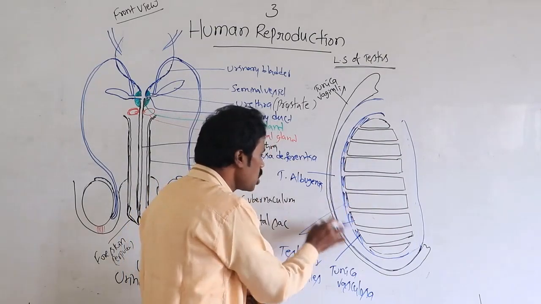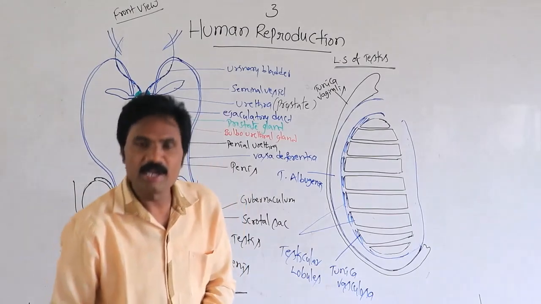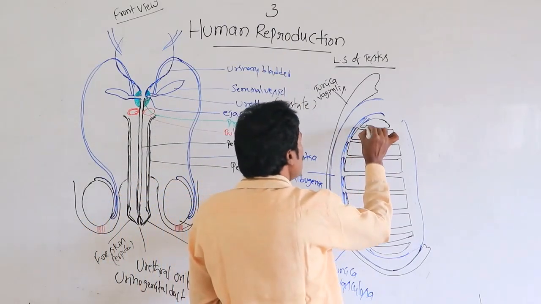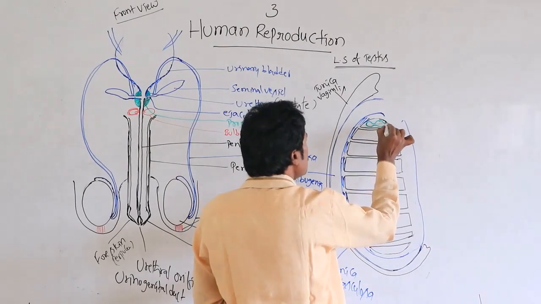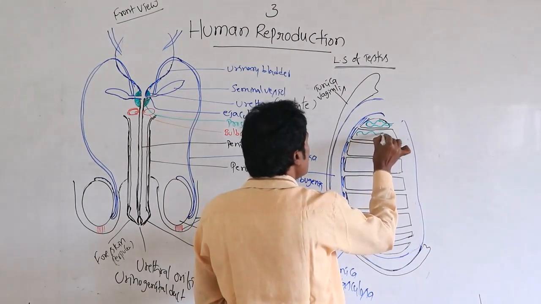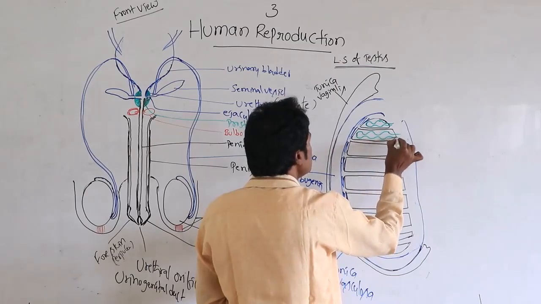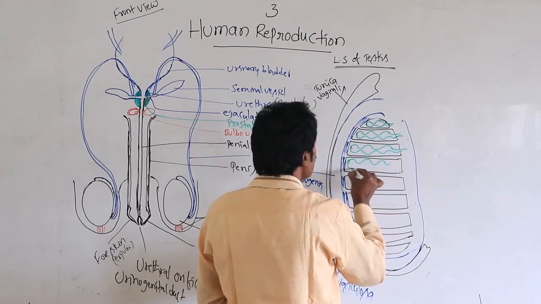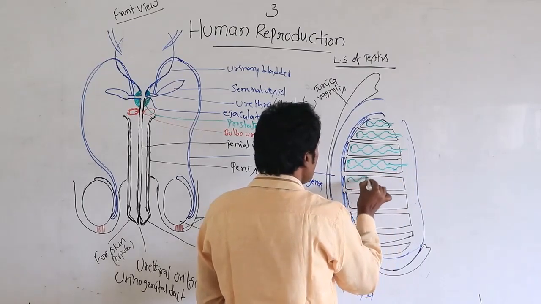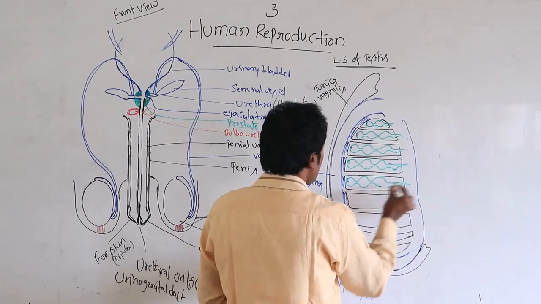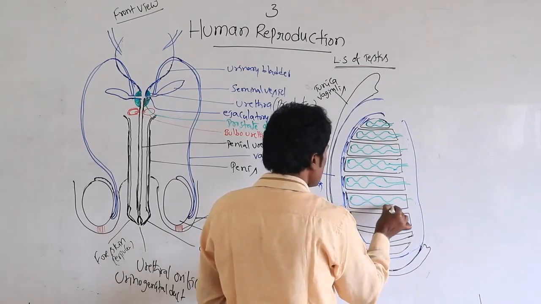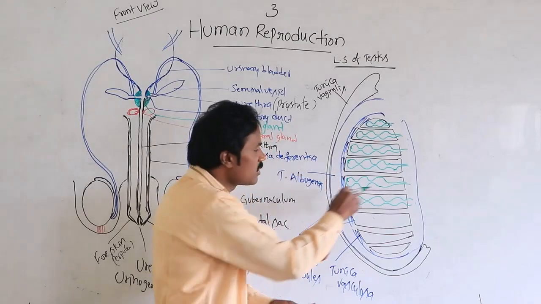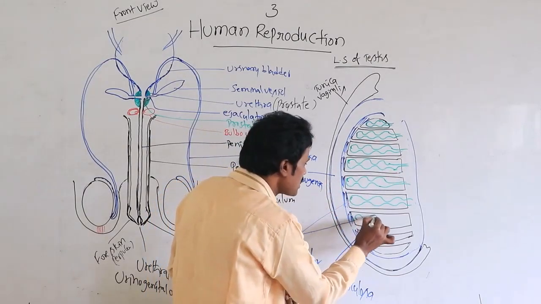Then in each and every testicular lobule, seminiferous tubules are present. 1, 2, 3 seminiferous tubules are present. The green color represents the seminiferous tubules. In these seminiferous tubules, one side is closed, and the other side opens in the form of the ductus recti.